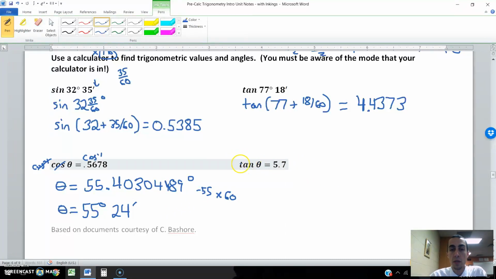Do the same sort of thing with this last one on the page. So to undo tangent, we need to use tangent inverse on both sides. Tangent inverse undoes tangent. We're left with theta by itself on the left side. Do the tangent inverse of 5.7, and we have 80.0497, and it goes on from there. Subtract 80 from that, multiply it by 60.